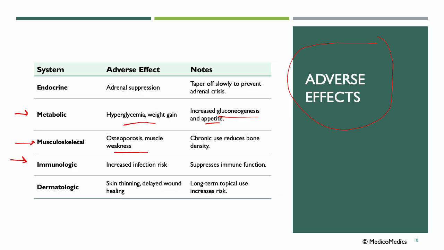Immunologically, corticosteroids suppress immune system function, right? Making patients far more susceptible to infections, especially opportunistic ones. Dermatologically, chronic use, especially topical use, like a cream, can cause skin thinning, easy bruising or delayed wound healing. And this is due to its impaired collagen synthesis and tissue repair. So there are a lot of very systemic and even local potential consequences with the use of corticosteroids or glucocorticoids. And this needs to be taken into account when prescribing these different medications.